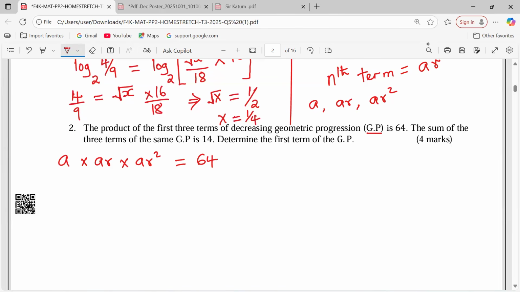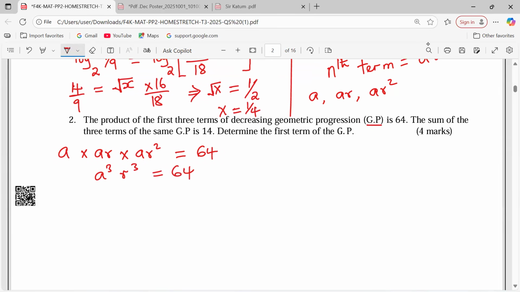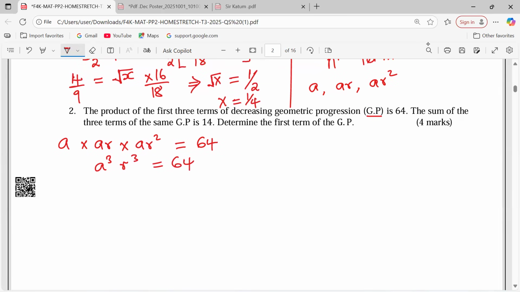At this point, you can see a can be cubed, and r also cubed, equals 64. You see that? This is after combining the a's and also the r's. Okay, what if we obtain the cube root of both sides? The cube root of 64 is 4. Therefore, we'll have a r being equal to 4 that way.